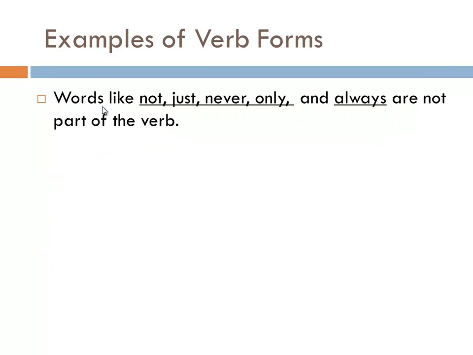When it comes to verb forms, words like not, just, never, only, and always are not part of the verb. I like you to consider them as absolutes. They absolutely cannot be part of your verb forms, and they make words and actions absolute. So, I did not do that. I absolutely did not touch that.